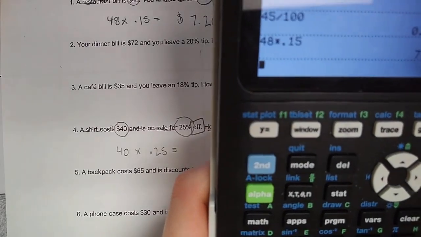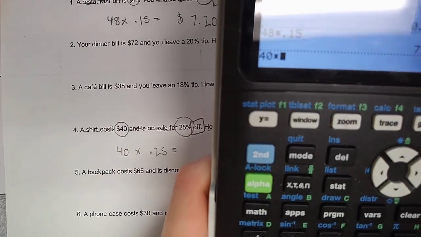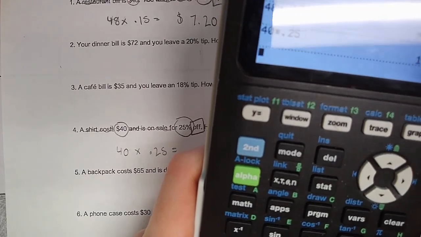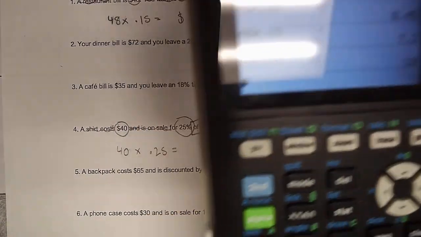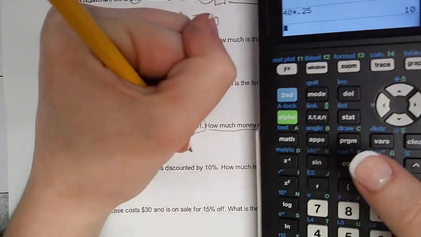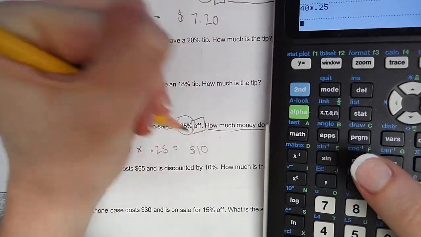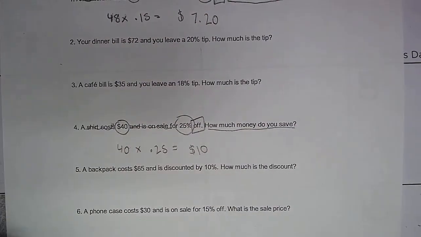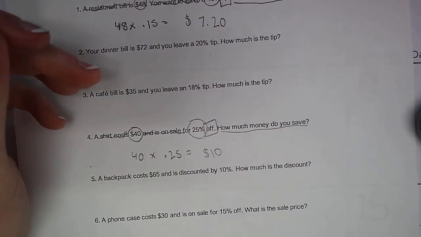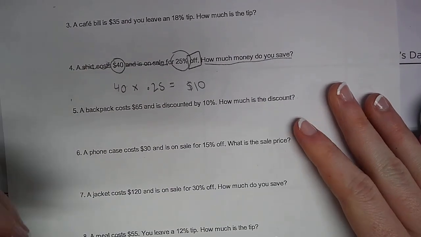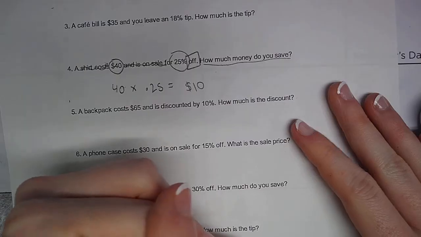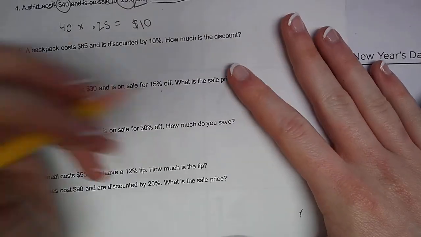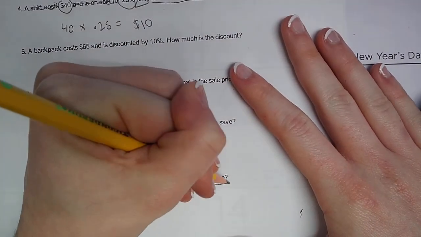Okay, so we got 40 times 0.25. We got 10. Easy peasy. So the sale is $10. How much does he actually spend? 30. They didn't ask for that. So the answer is 10. Okay, and then I'm going to do number 9. Because this one says sale price, so that's at least a little bit more difficult. But these are not difficult, and that's okay.